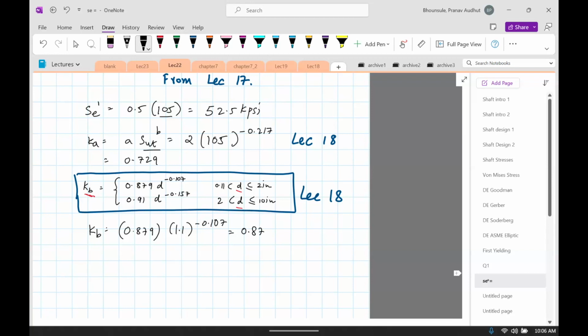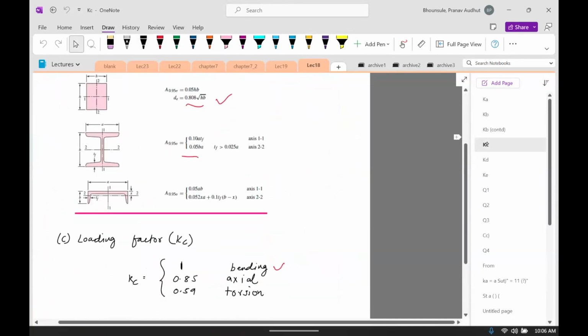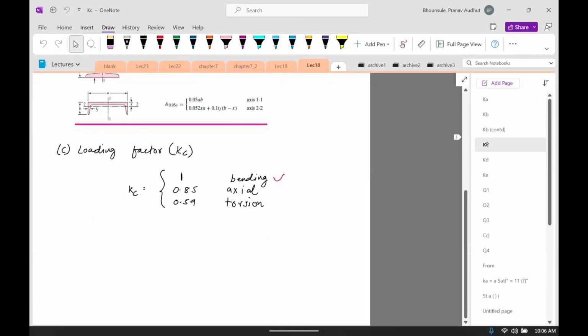Okay, next we need Kc. So let's see how to compute Kc. So go back to Kc. Kc is a loading factor. For bending, it is 1. For torsion, it's 0.59. So really, we have two options now. We could use 1, or we could use 0.59.